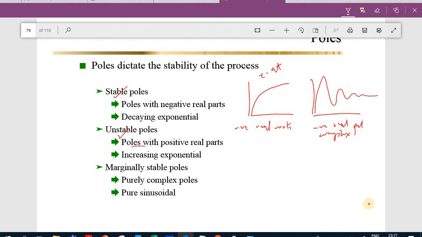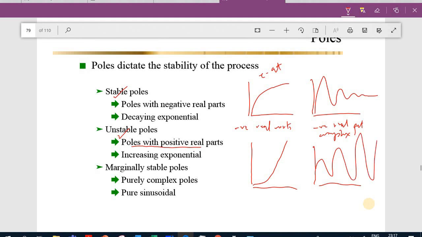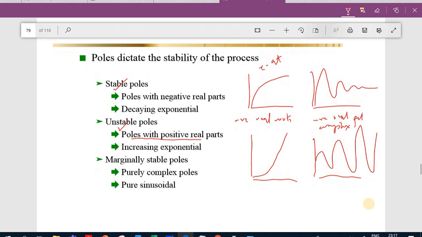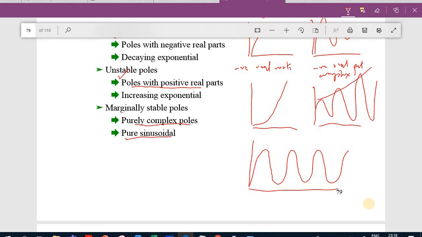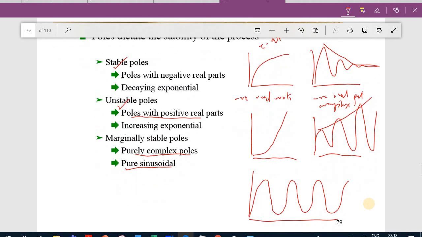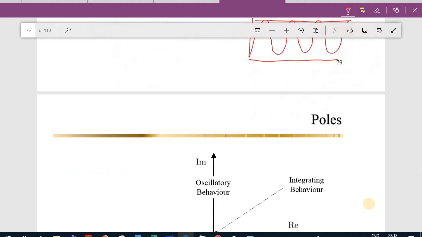But when you're talking about poles with positive real parts, it could be like that, or if it is with a complex term, it will go to infinity. So these are the two things that we have. Of course, you will have pure sinusoidal if you have pure complex poles. That means no real part, which means you have no exponential term. Because you don't have any exponential term, there's nothing that takes it up or down. Here there's an exponential taking it up. Here there's an exponential term taking it down. Here there's no exponential term taking it up or down.